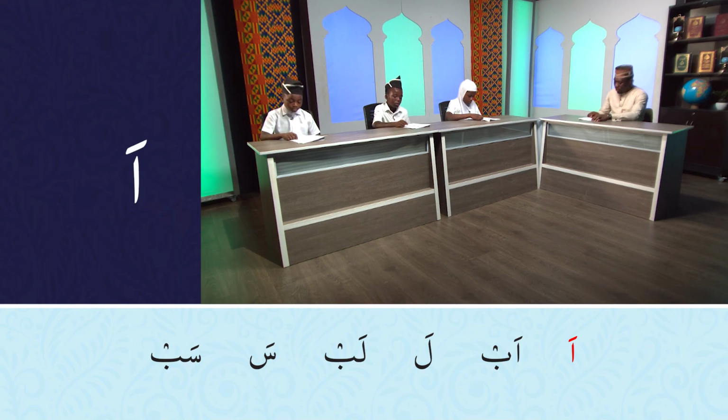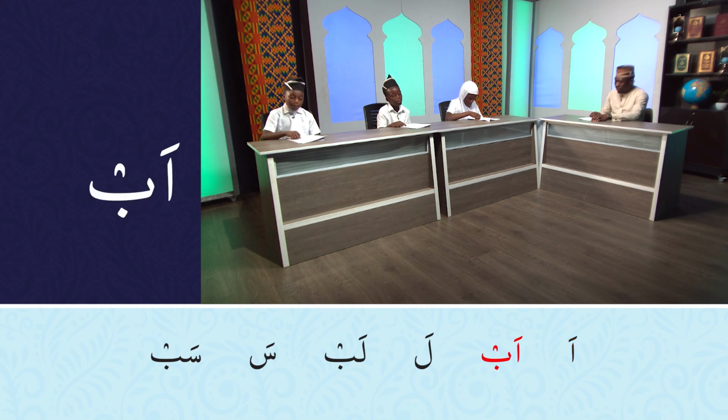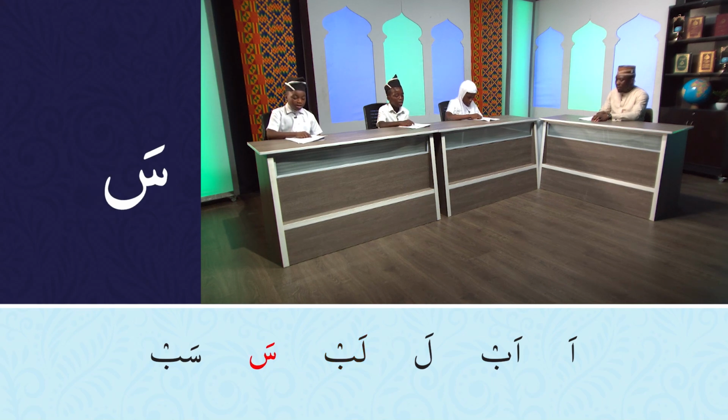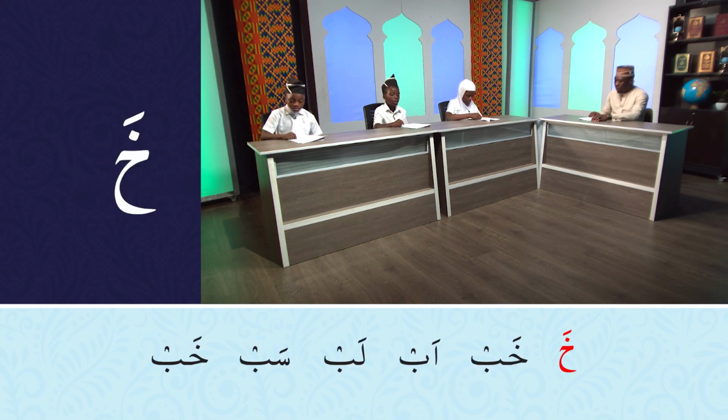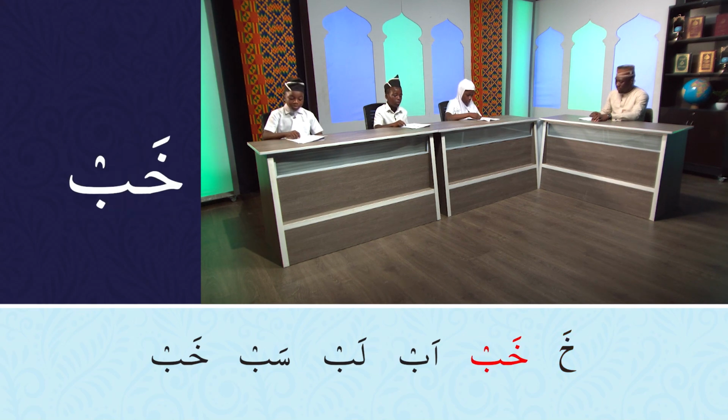to the exercises that we have. Now, as usual, be pointing at the letters with your fingers as we read them, and listen attentively and pronounce it exactly as you hear from me. A. Abe. La. Labe. Sa. Sabe. Kho. Khobe. Abe. Labe. Sabe. Khobe.